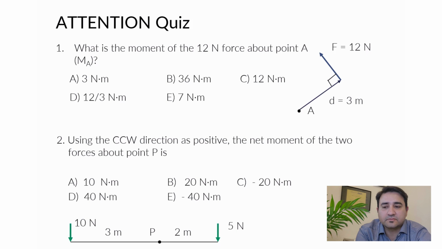The second question: using the counterclockwise direction as positive, the net moment of the two forces about point P is. The key here is net moment. You need to calculate the two moments from the two forces, and then using the signs, you add or subtract one from the other. I will give you a few seconds to do that. Have a piece of paper, draw a diagram, and see what you get.